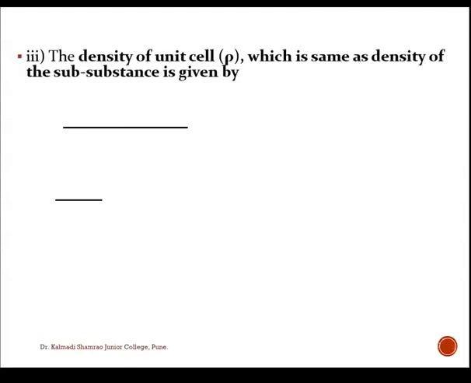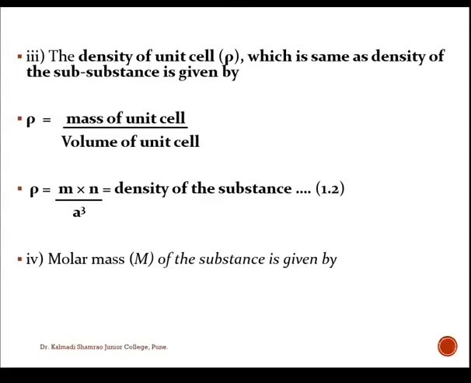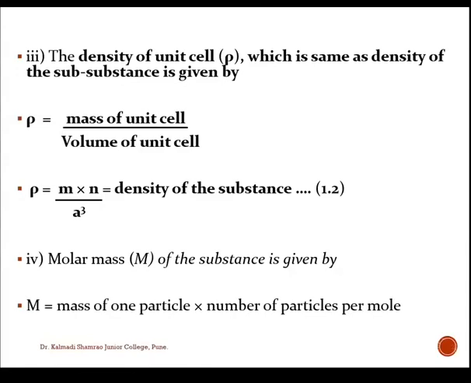Further, the density of unit cell rho, which is the same as density of the substance, is given by rho is equal to mass of unit cell upon volume of unit cell. Therefore, rho is equal to small m into n upon a cube, that is equal to density of substance. Let this be equation 1.2. Now, molar mass capital M of the substance is given by capital M is equal to mass of one particle into number of particles per mole. That is equal to small m into Avogadro's number. Let this be equation 1.3.